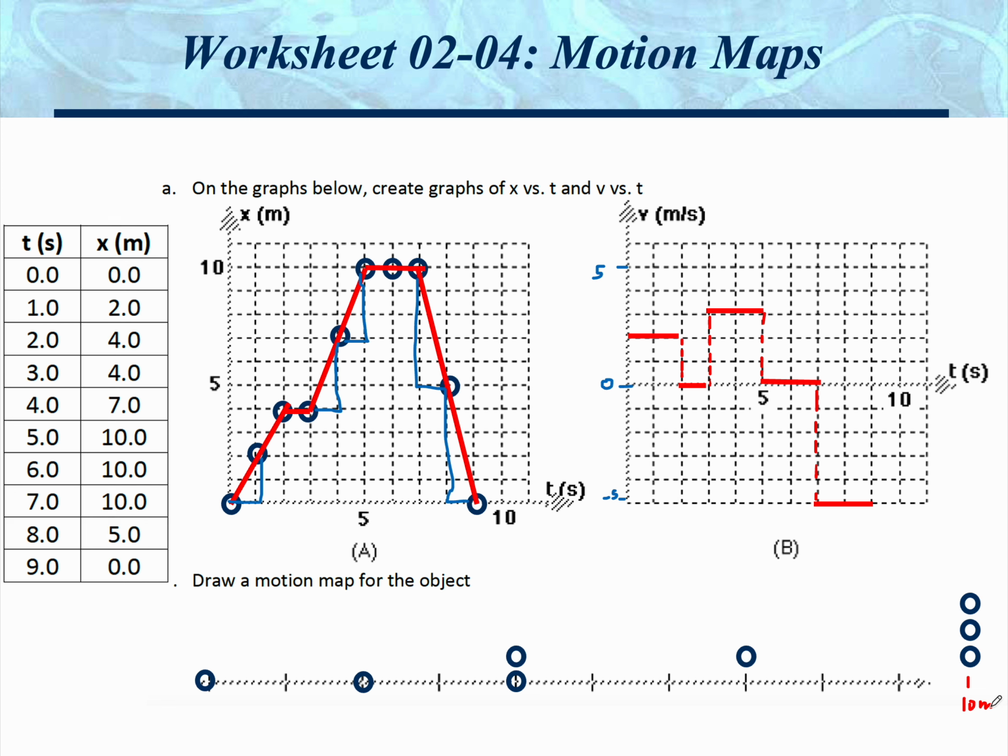And then we go back to 5. Now 5, we're going to stay back at that same height. I guess I should label some of these. This is our 0. There's 5. There's 10 meters. And then we go back to the start.